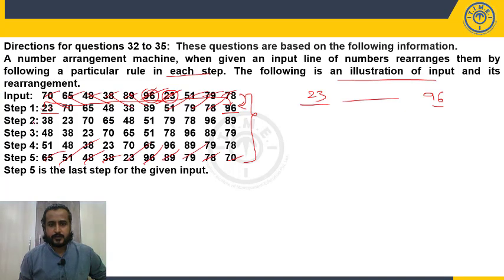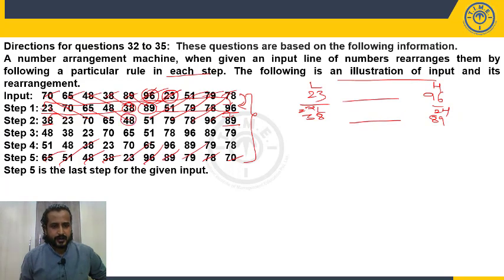Now step 1 to step 2. 38 and 89 are moved. 38 is moving to the first position and 89 to the second position. What have they taken? The second least and the second highest. The remaining elements are 23, 70, 65, 48, 51, 79, 78, 96, and all the elements between them are taken as is. So the least and highest, then the second least and second highest, move to the left hand and right hand.